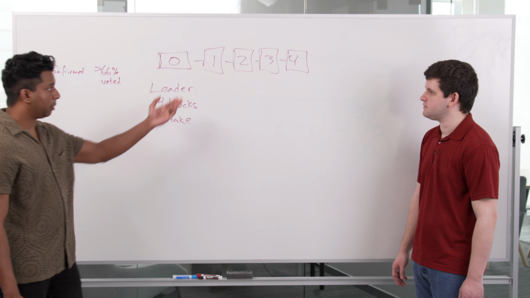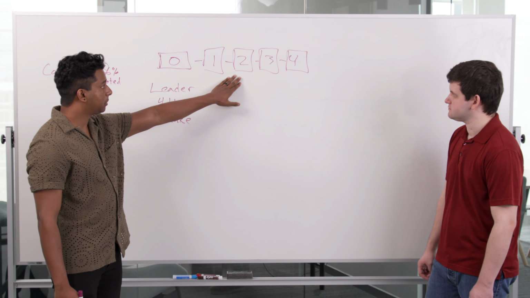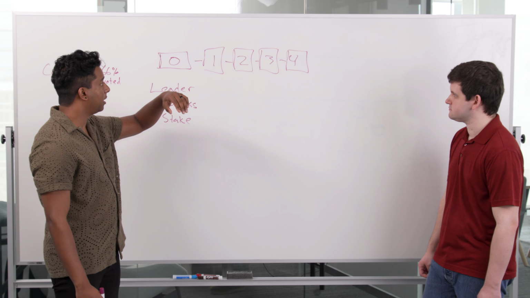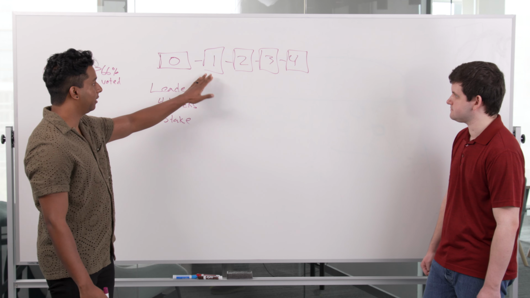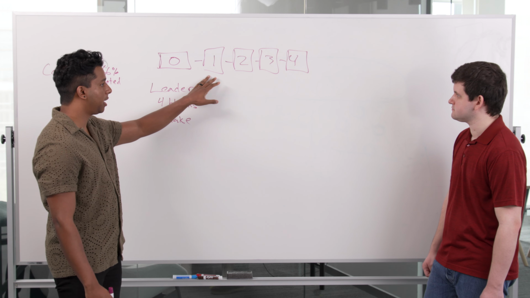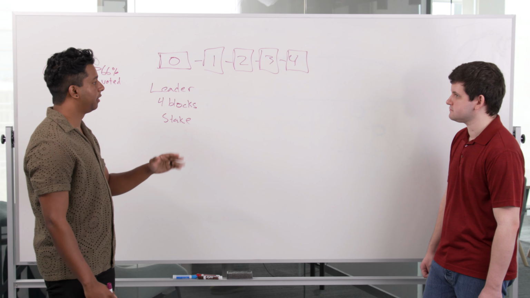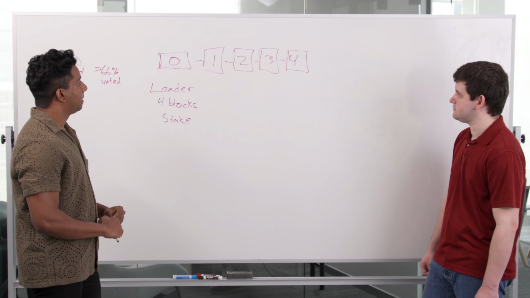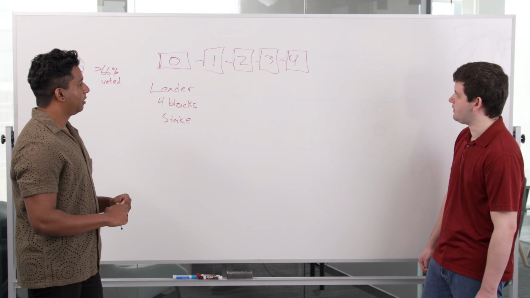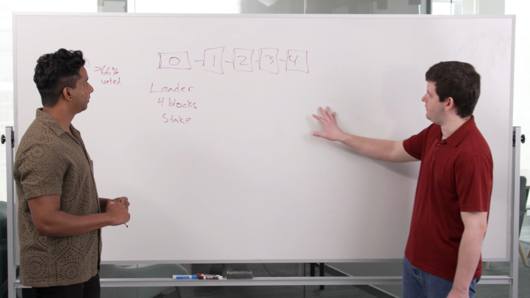So, for example, block 2, right? If 66% of people vote on block 2, then block 2 is confirmed as well as block 1, even if people didn't vote on block 1, just because block 1 is the parent. So the confirmed status passes to your parents as well.